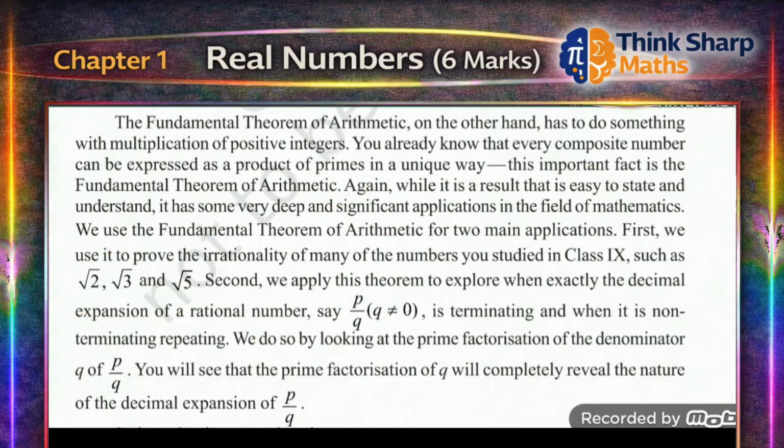You will see that the prime factorization of q will completely reveal the nature of the decimal expansion of p by q. What is q? The denominator. Here they are stressing this word, completely reveal. These small things you have to keep in mind in NCERT. It will completely reveal, not partially, the nature of the decimal expansion. It means it will say whether the number will terminate or not terminate, just by seeing the prime factorization of q.